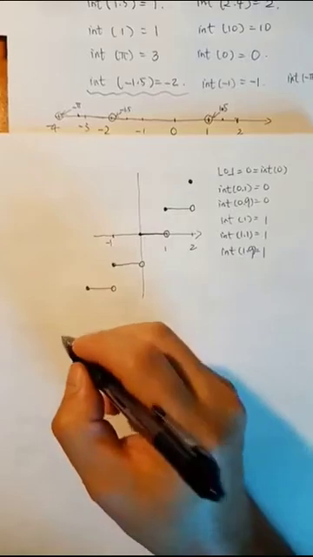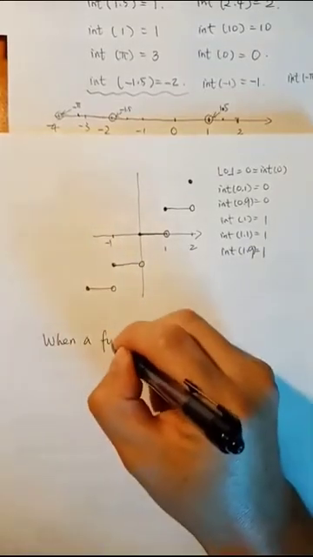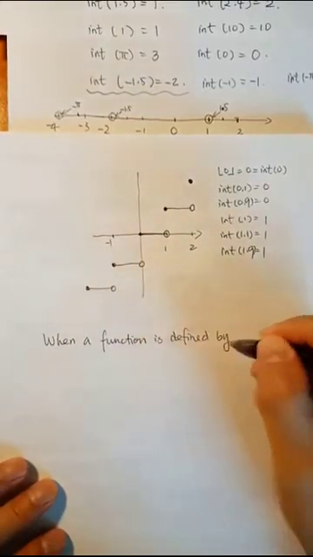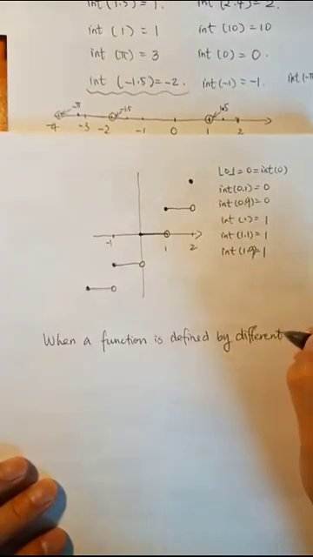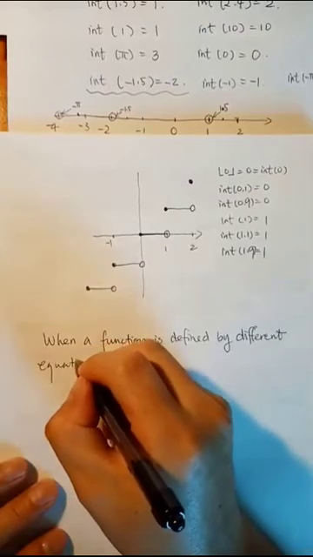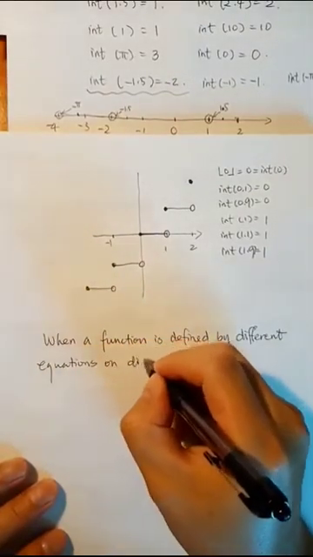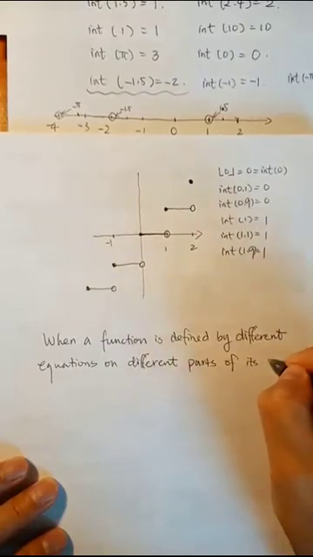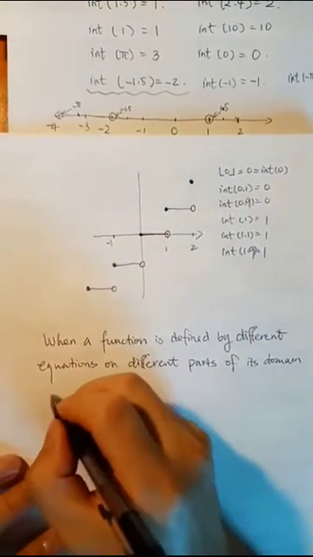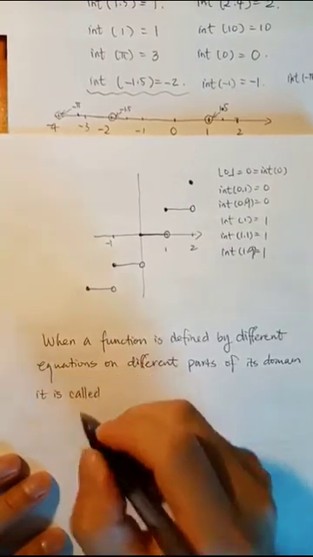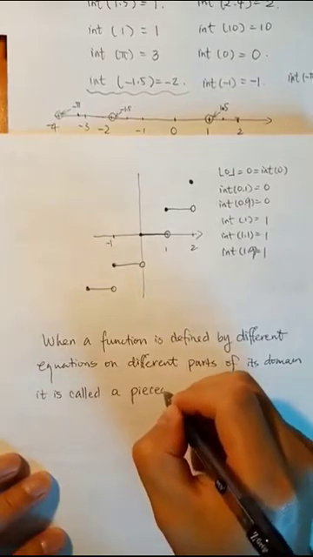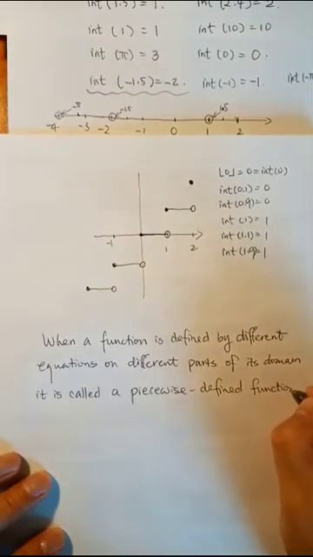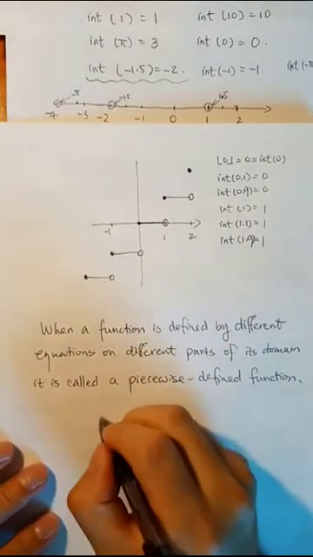So when a function is defined by different equations on different parts of its domain, it is called a piecewise defined function. Piecewise defined function.